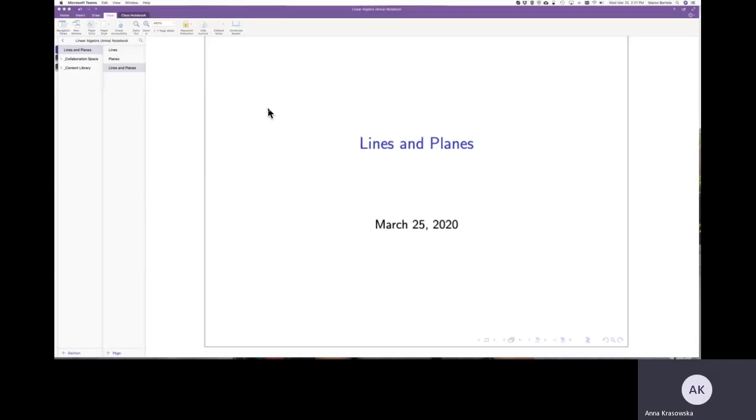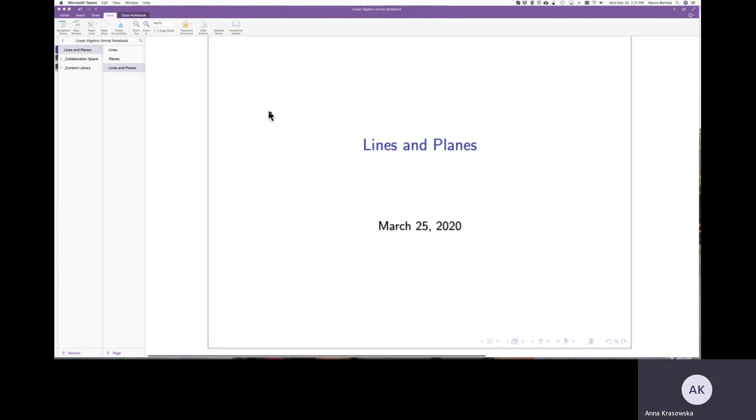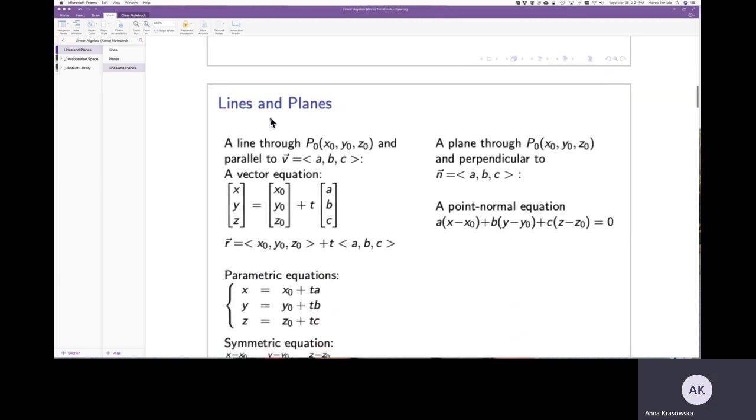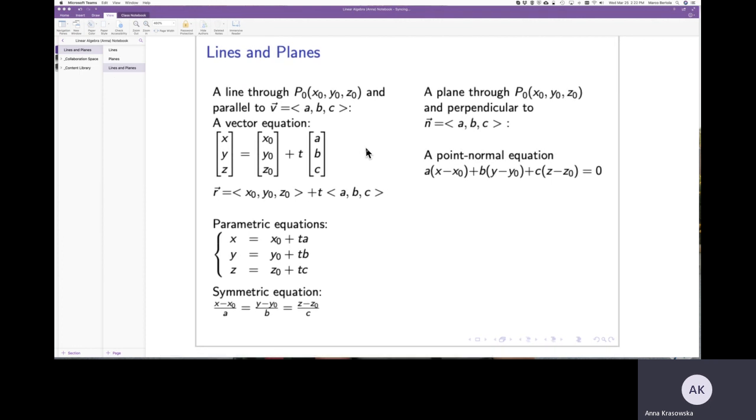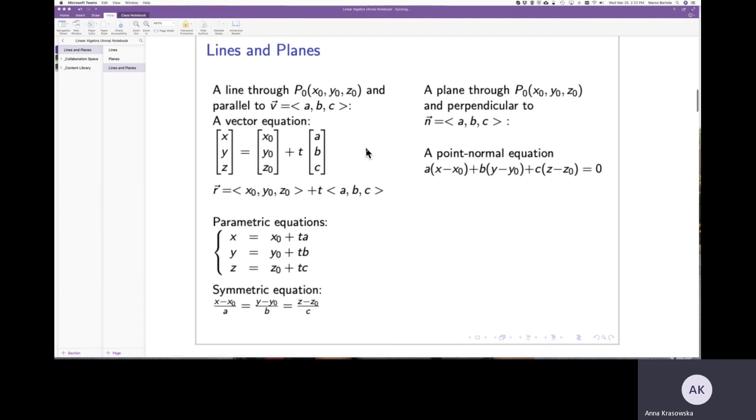Hi everybody. Today we will continue our discussion about lines and planes. We will start with reviewing a little bit what we already know about equations of lines and planes.